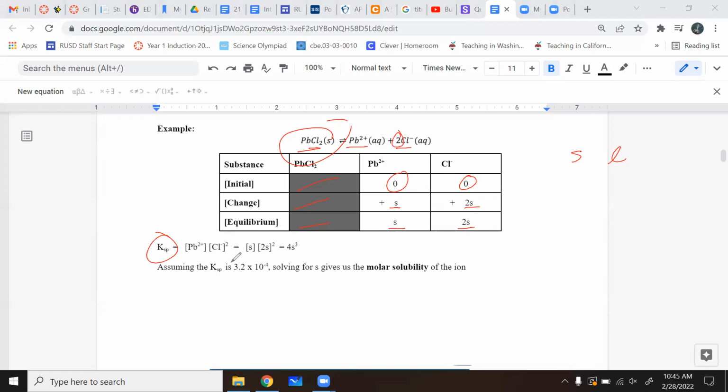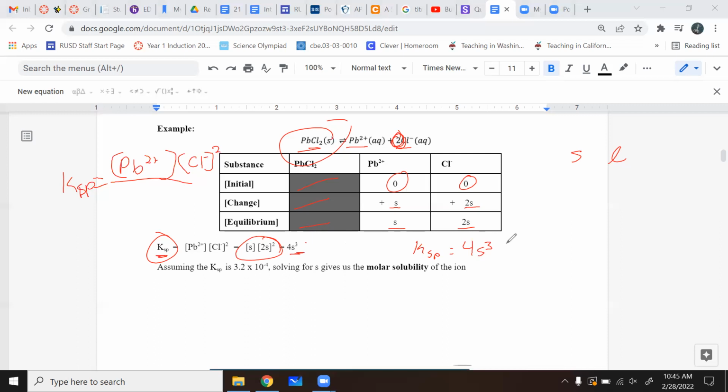And we can define our KSP as equivalent to our concentration of our products over reactants, right? So that would be our Pb2+ times our Cl-, but that's squared because of that 2 here. Theoretically, it should be over PbCl2, but again, that's a solid, so we're not going to put that in our KSP expression. And when we plug in values in terms of S, we get S times 2S squared, for a 4S cubed. So overall, our KSP is equal to 4S cubed when we work out that math.